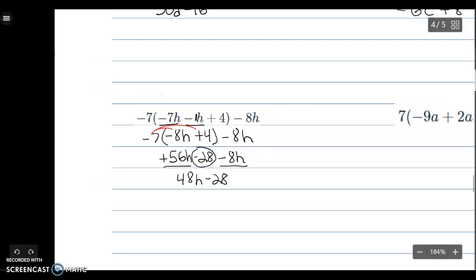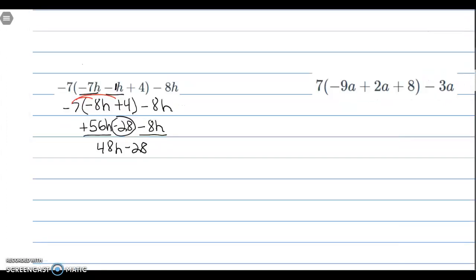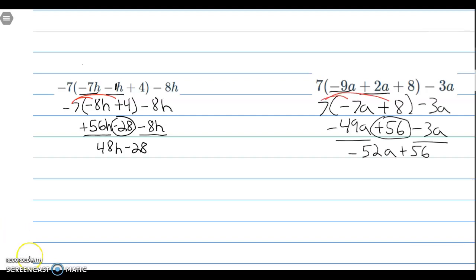All right, go ahead and take a look at this next problem and see if you can solve that one. You can pause the video here. All right, what you should get is negative 52a plus 56.